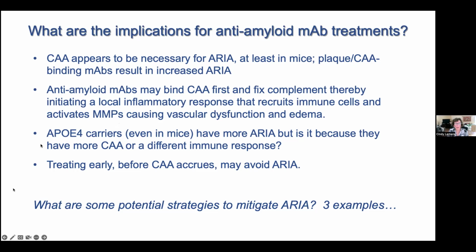And ApoE4 carriers, even in mice, have more ARIA, but we don't know if that's because they have more vascular amyloid. I mean, people with ApoE4 have more amyloid in general. They have more vascular amyloid, but they also tend to have a different immune response. And so we have to really try to dissect out the mechanism here. And lastly, the implications are that treating early before CAA accrues may help avoid ARIA.